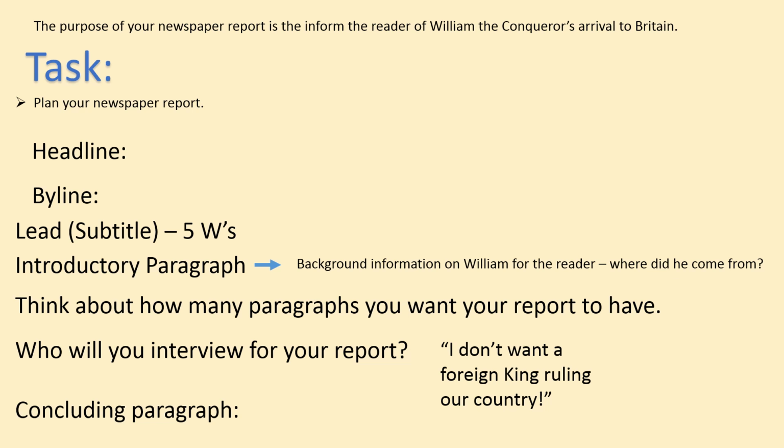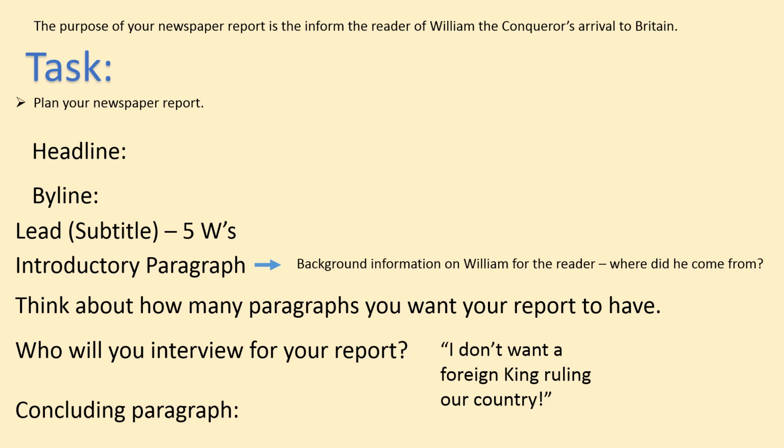Now, the purpose of your newspaper report is to inform the reader of William the Conqueror's arrival to Britain. Now, you need to remember that this event just happened. You are a journalist at the time of the conquest. So reports are usually published a day after or even a few hours after the event has taken place. So really keep this in mind when you're writing your report, when you're planning your newspaper report.